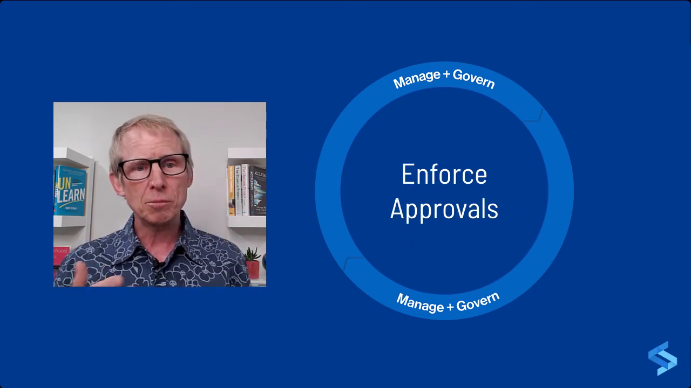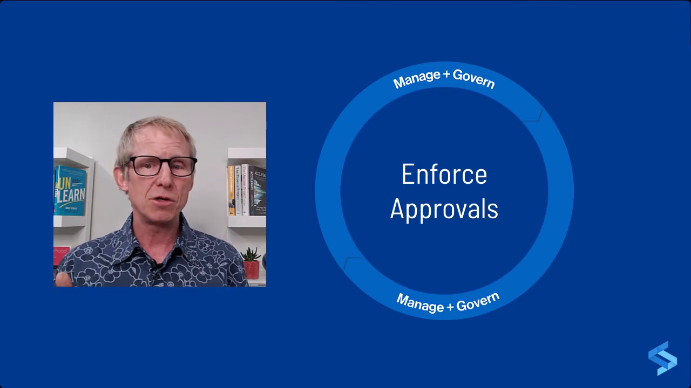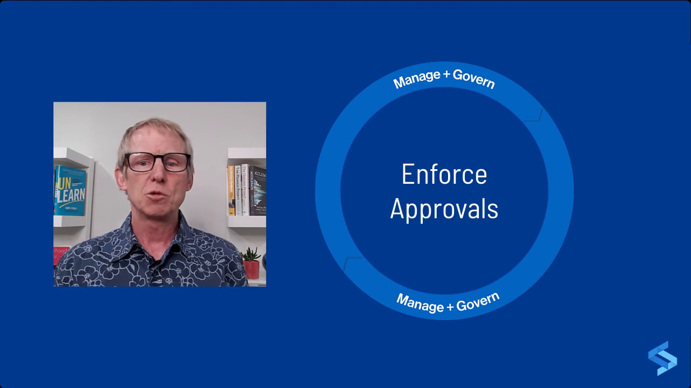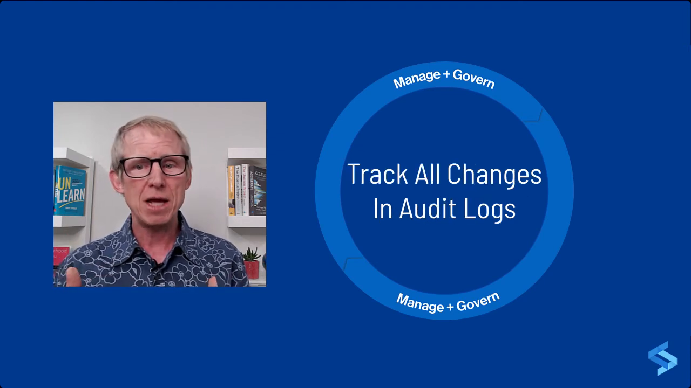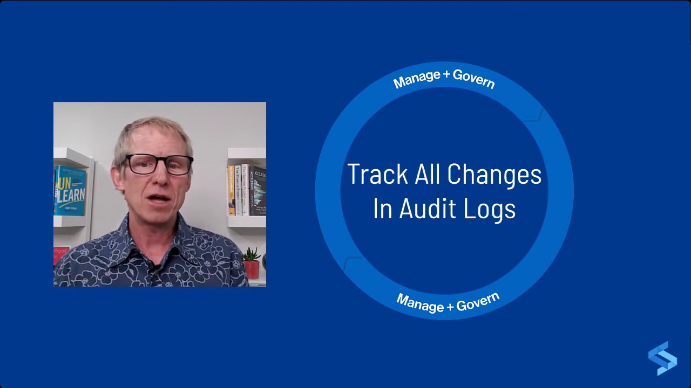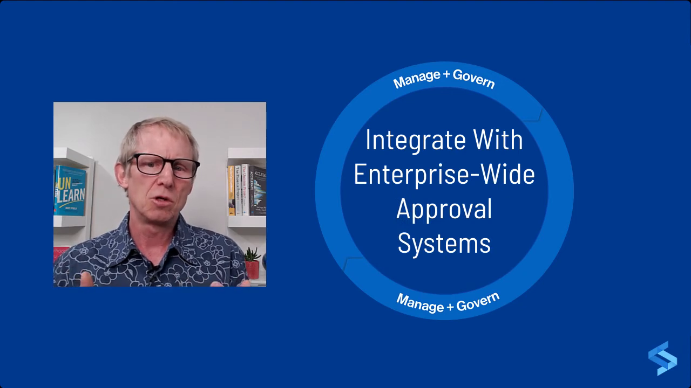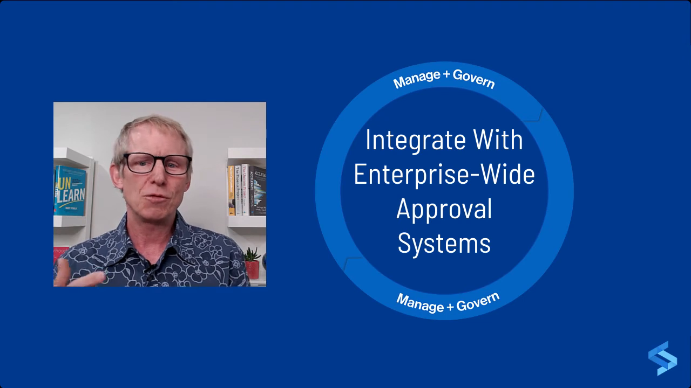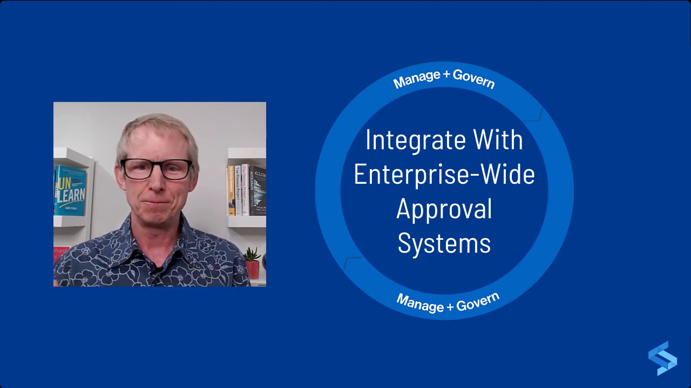Now, to ensure compliance, Split can require peer review and approval before code changes in production take effect. Split also tracks all changes made in audit logs and even provides interfaces to change management systems where your enterprise-wide policy compliance may already be implemented. So you don't have to redo this, you just tie it in.